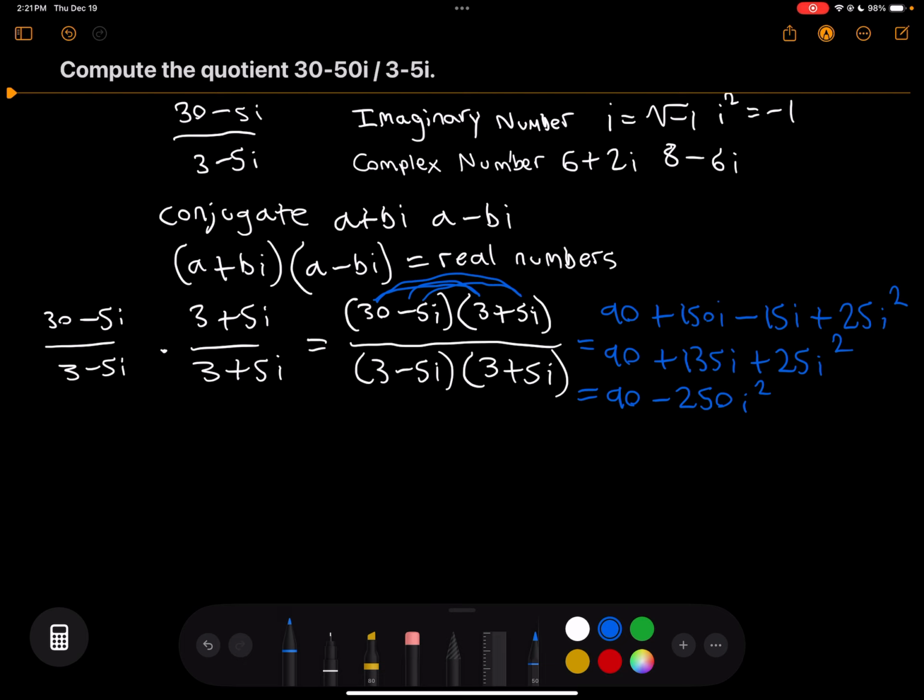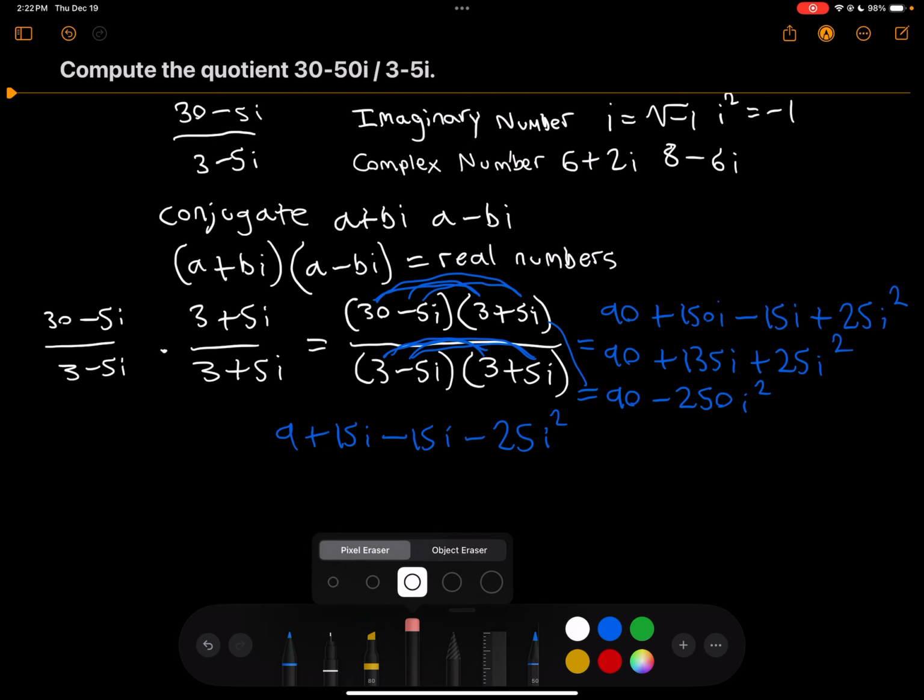Okay. Now, we've got the numerator sorted out. That's the numerator up here. We're going to use the same process on the denominator. We multiply through using the distributive property. The first term is going to be 9. The outer term is going to be plus 15i. The inner term is going to be minus 15i. And again, we've got our plus 25, or minus 25i squared.